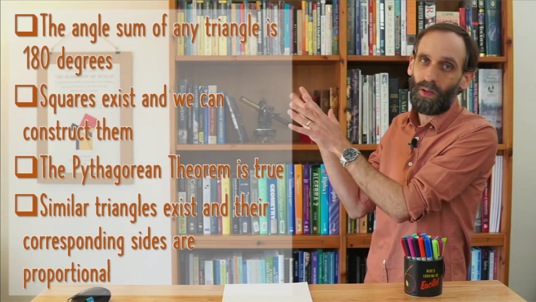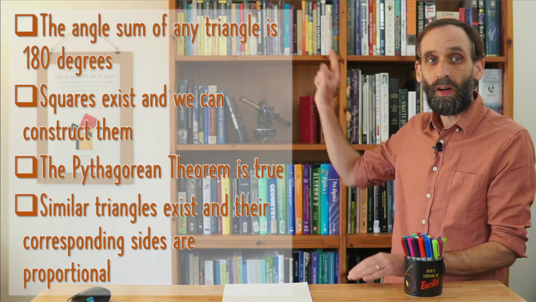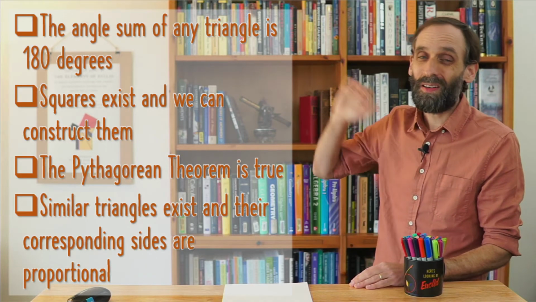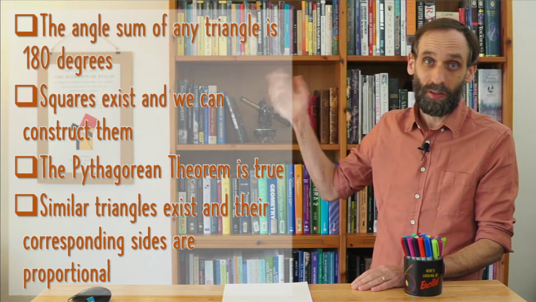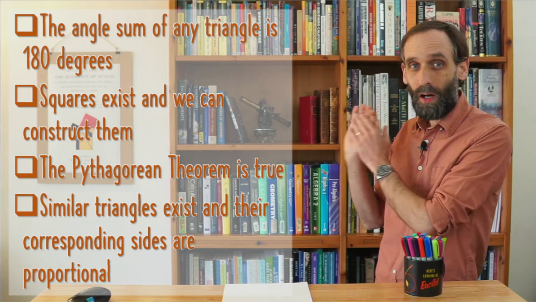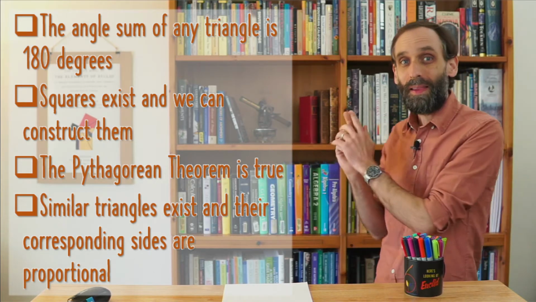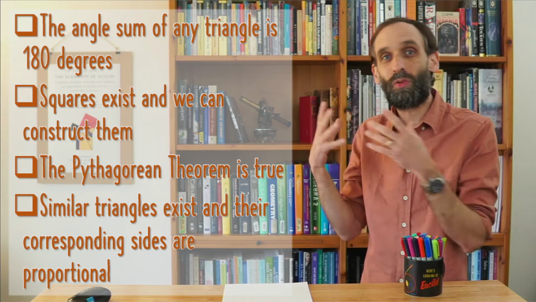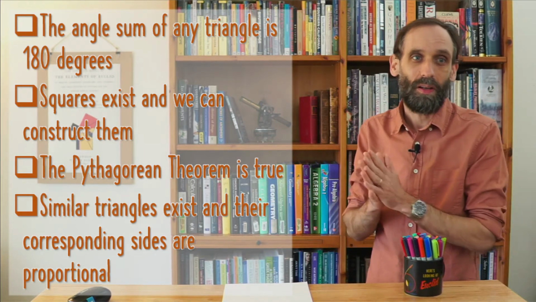And these are the big ones that we proved in the previous units, right? So first of all, we proved that the angle sum of any triangle is 180 degrees. Important for some of those measurement tools, including trigonometry, right? We also proved that squares exist and we can construct them. That is something we need for area, right? Because we measure area in square units. And if squares don't exist, how can we have square units?